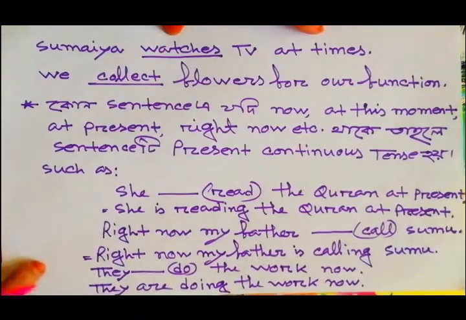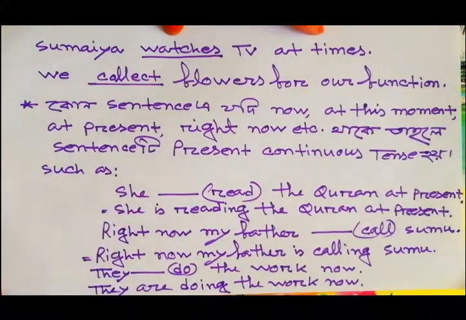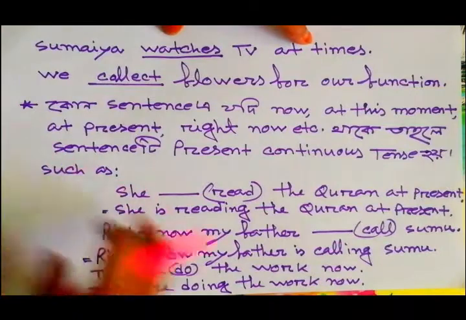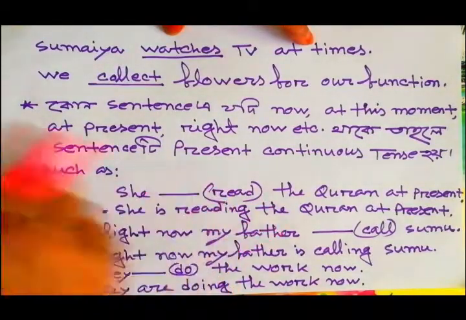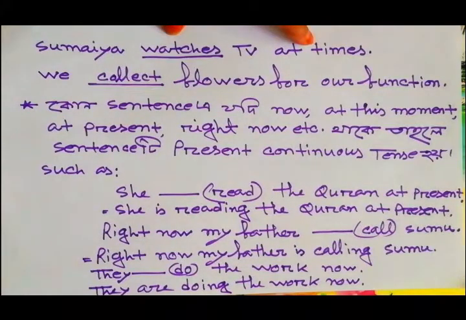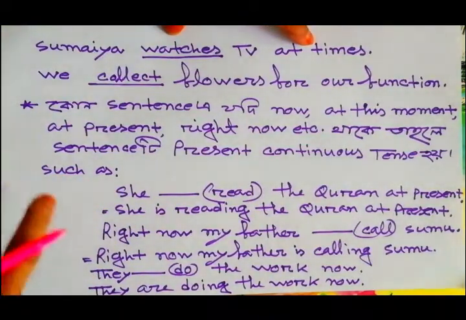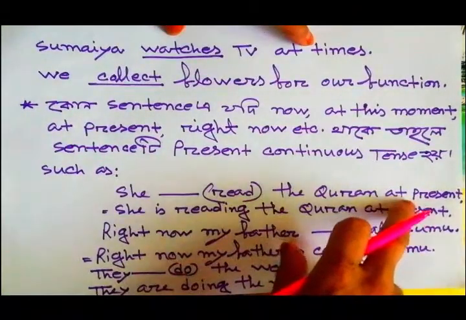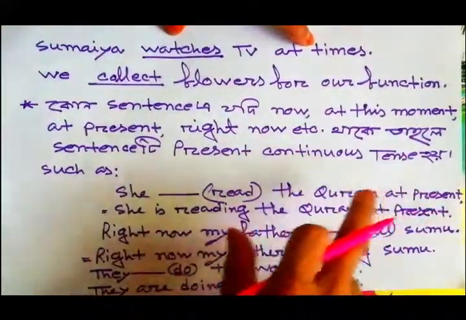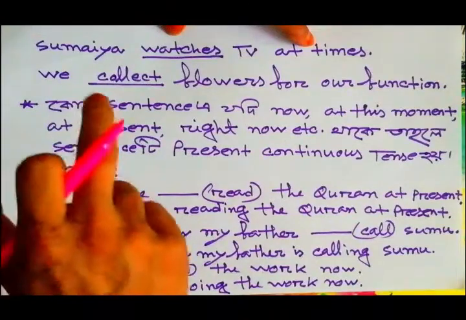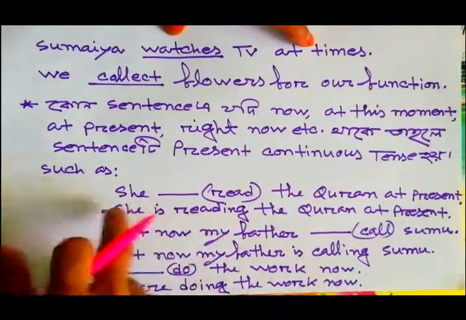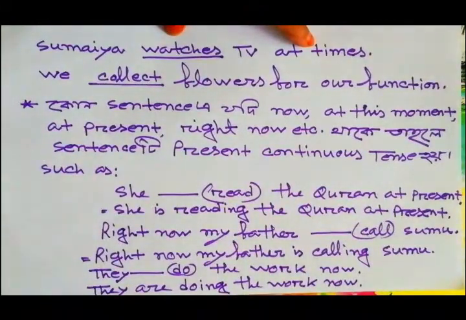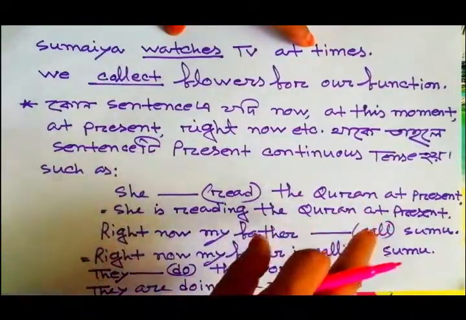My dear students, please look at the examples, such as: she dash read the Quran at present. At first, I want to know from you, what kind of sentence is it? Is it present indefinite, present continuous, present perfect? The answer will be present continuous, because at present is available in the sentence. For this reason, the sentence is present continuous. So when we rewrite the verb, we will use the structure of present continuous tense. So the answer will be: she is reading the Quran at present.